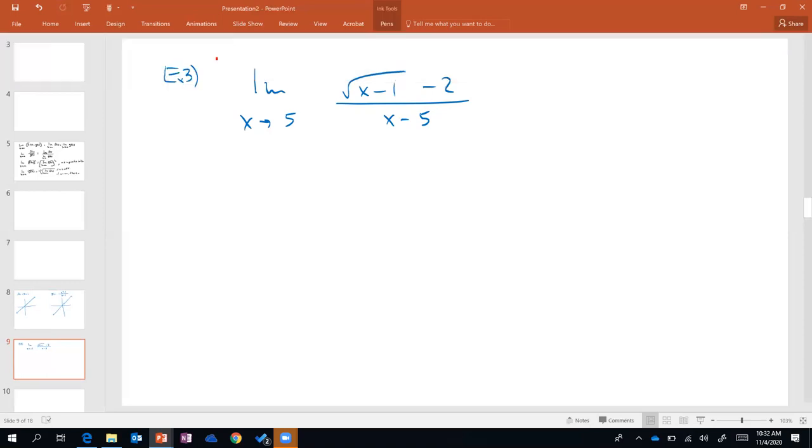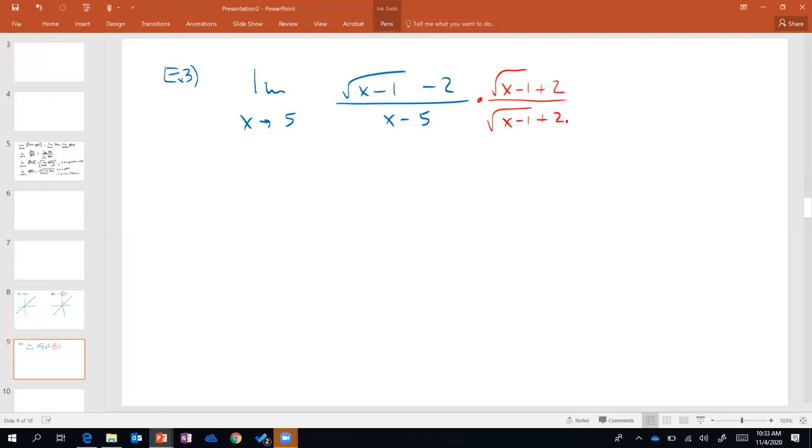I don't know. What do you guys know? Any techniques from algebra that you think of that had to deal with square roots, with them being in a fraction, with rationalizing one or the other? Multiply the top and bottom by the square root of x minus 1. Almost there. Multiply top and bottom by the square root of x minus 1 plus 2. There we go.